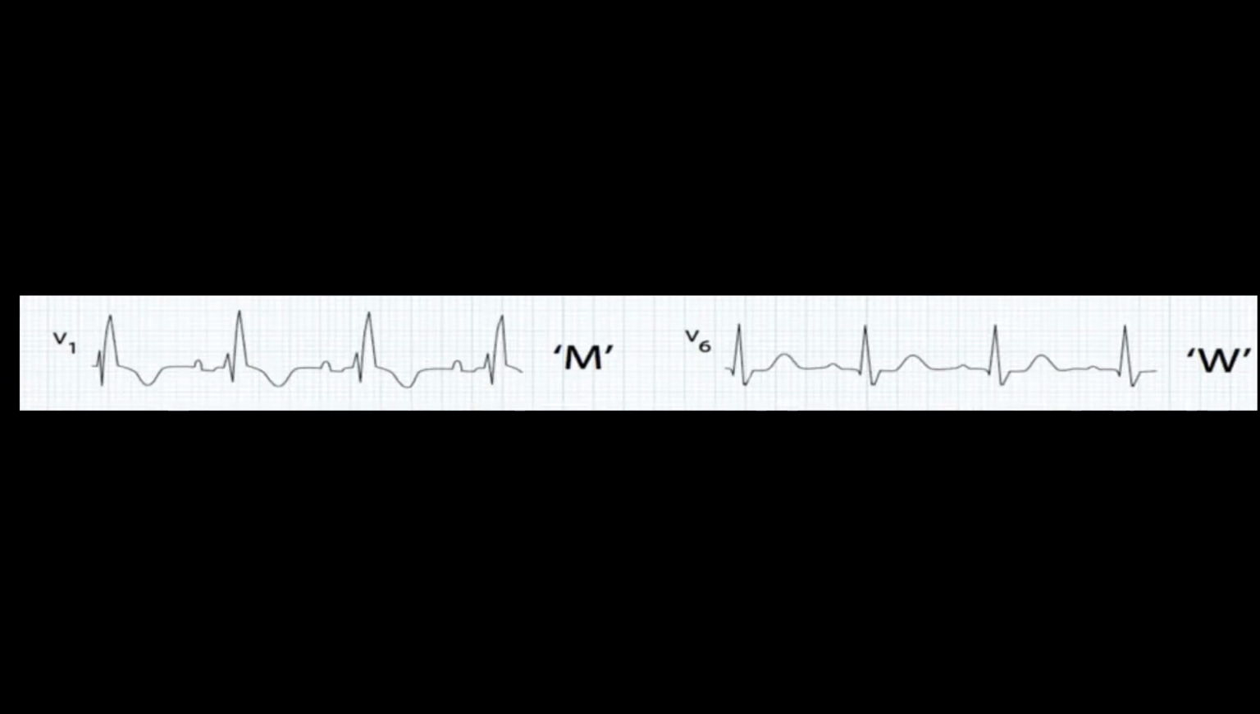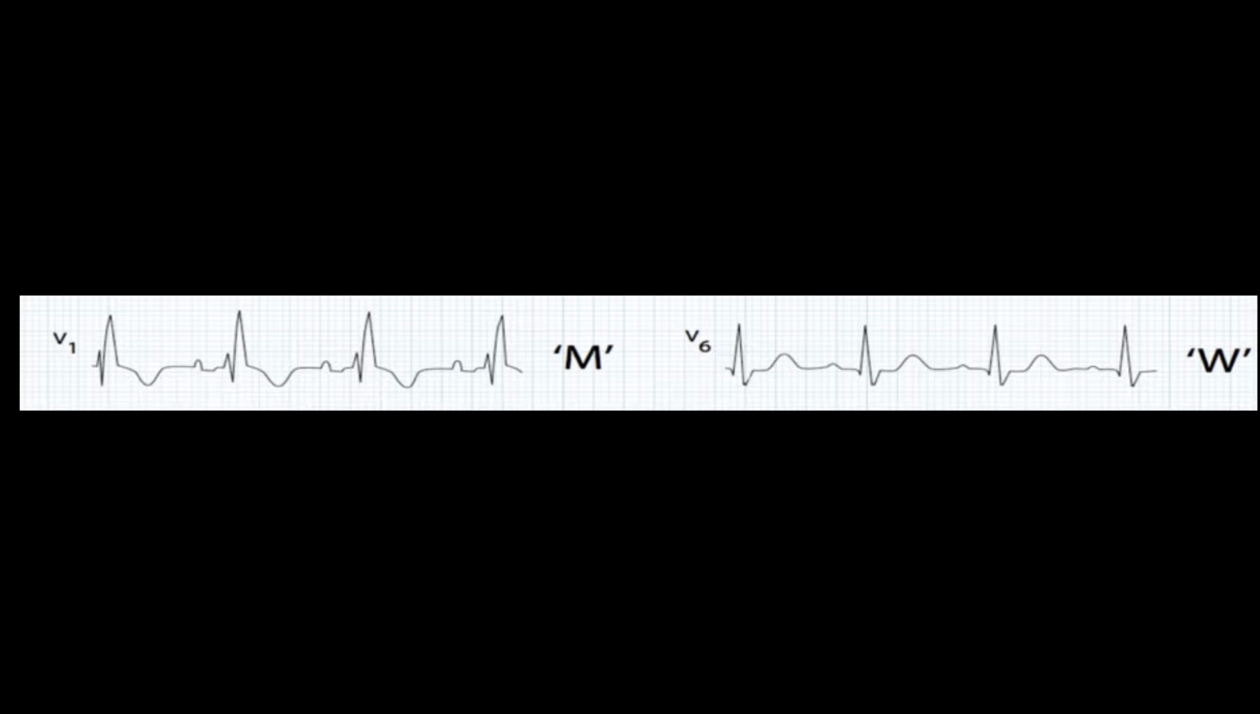For right bundle branch blocks, the RSR pattern in V1 through V3 is going to give you that classic M-shaped QRS. It'll be wide, and you'll have a slurred S wave as well. So this is just kind of a reverse pattern, as you can see. In V1 with a right bundle, you'll have an M pattern, whereas in V6 now you'll have a W pattern.